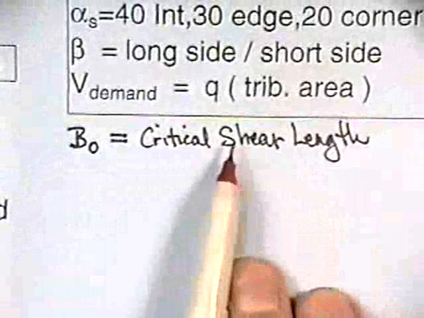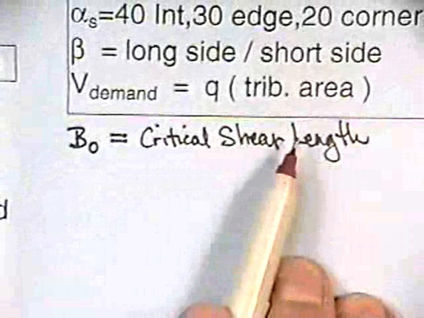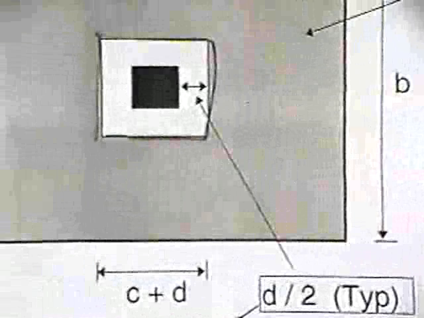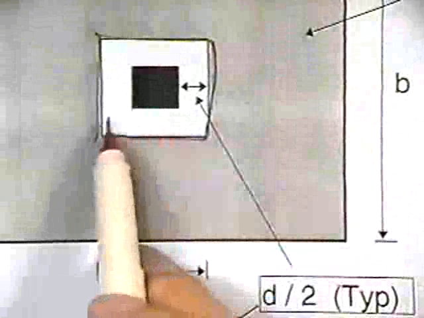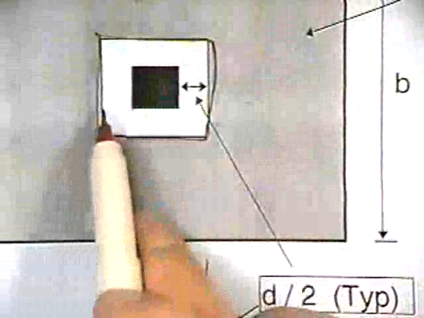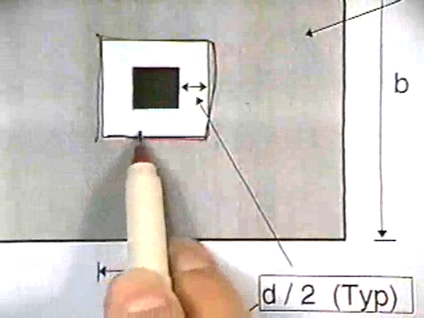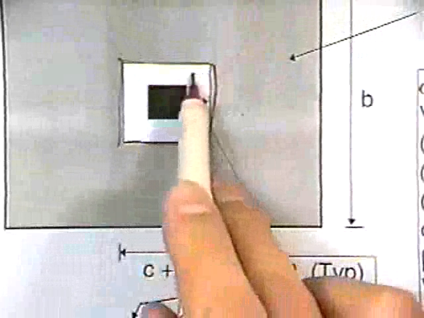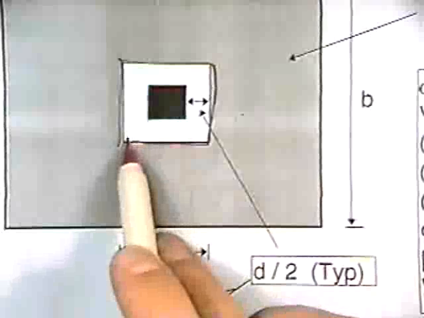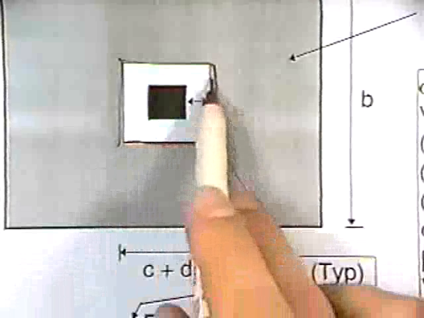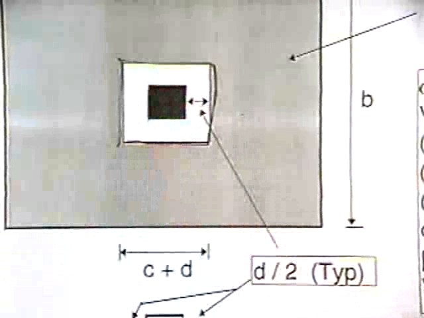It's called the critical shear length. If you take a look at this near your column, that length is the distance from here all the way around. That's what B0 is. So it's the perimeter of the cracked surface there.